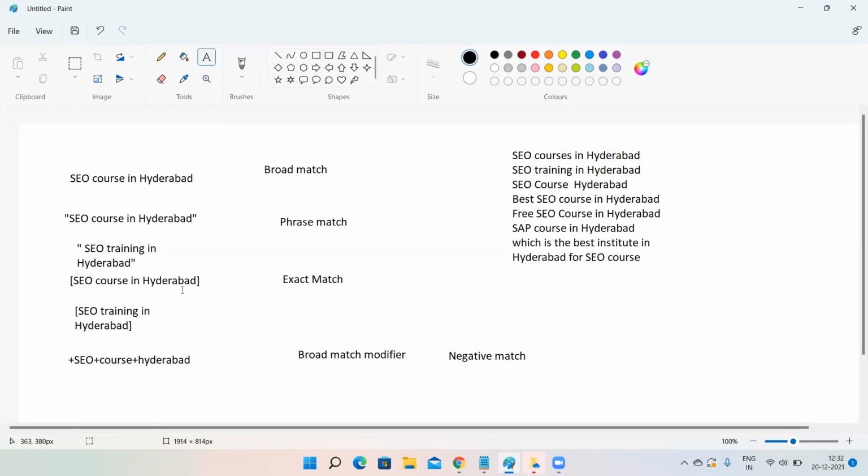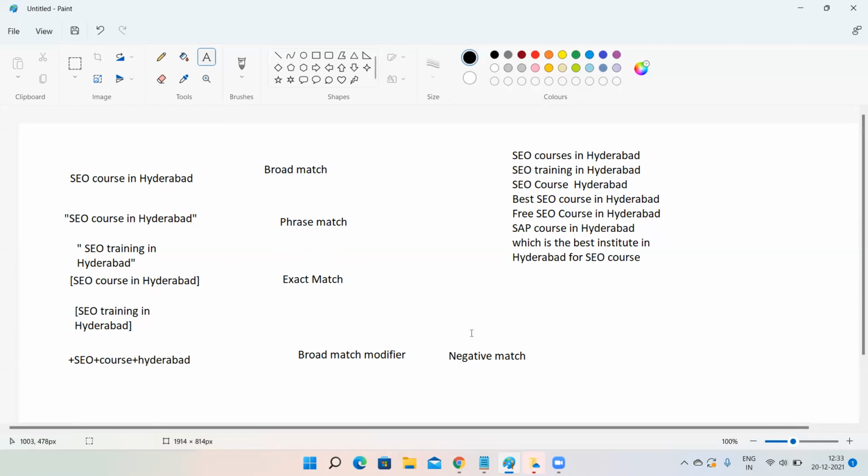As a newcomer, use a combination of phrase match and negative match. That is the best combination as of now. Many people go for phrase match and negative match only, because with broad match, you'll be losing much money. Very big companies who have really good budget, they can go for broad match. If you have really less budget, then go for exact match and do lots of hard work over here. Otherwise, phrase match and negative match, that is the best combination. And broad match modifier is good for long tail keywords. So phrase match, exact, broad match modifier, broad match and negative match.